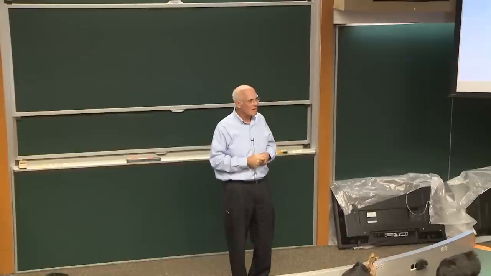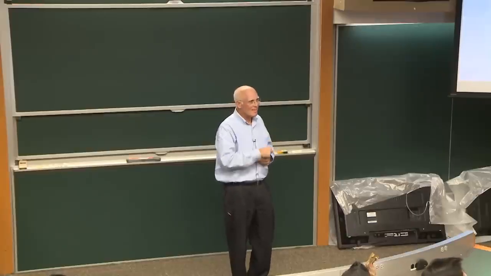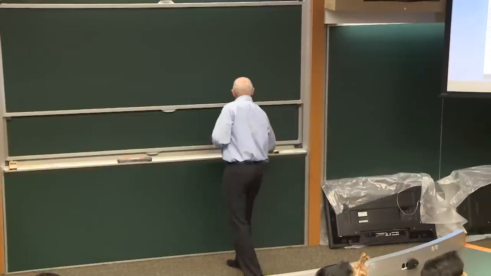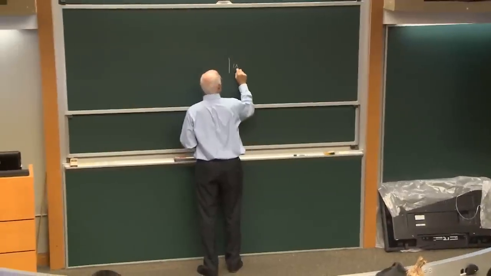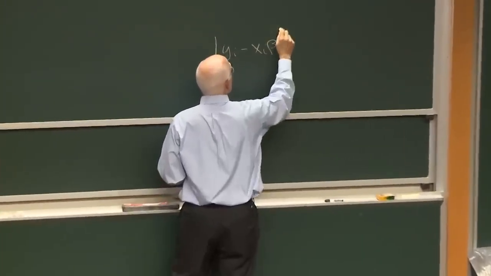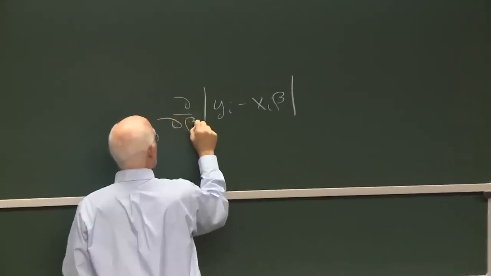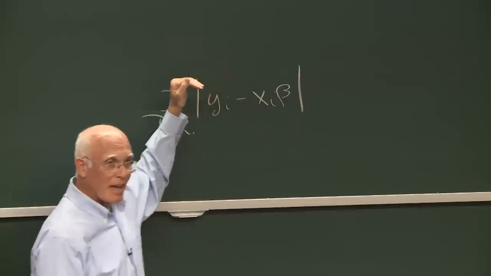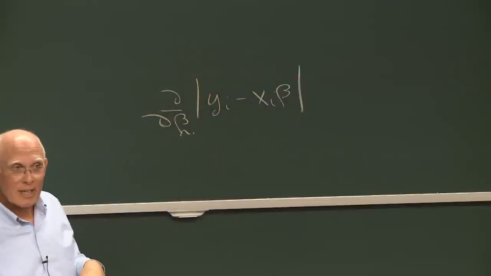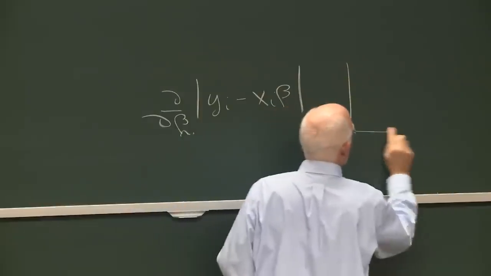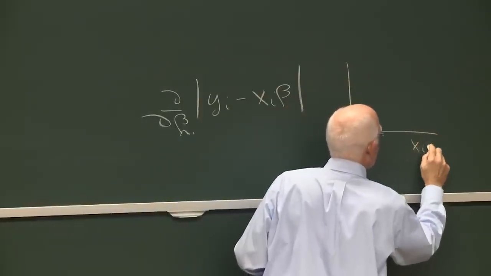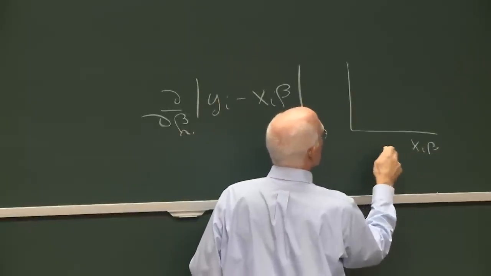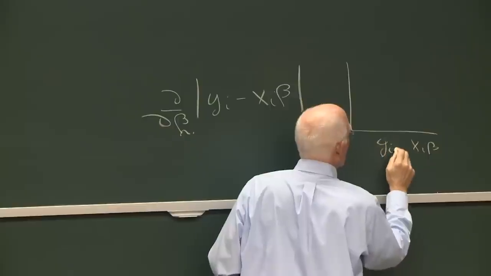What did you say? Yeah, it's not continuous. The second order derivative is not continuous. Okay. Well, this is not a smooth function, but let me just plot xi beta here, and yi minus that.